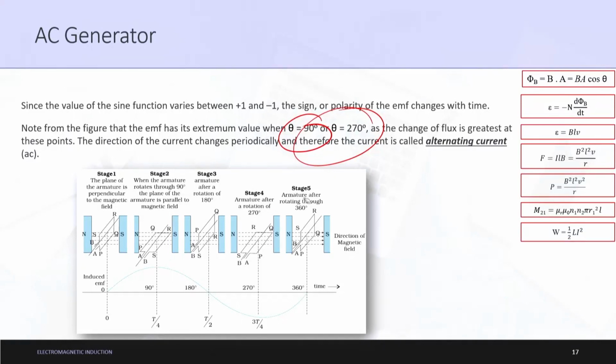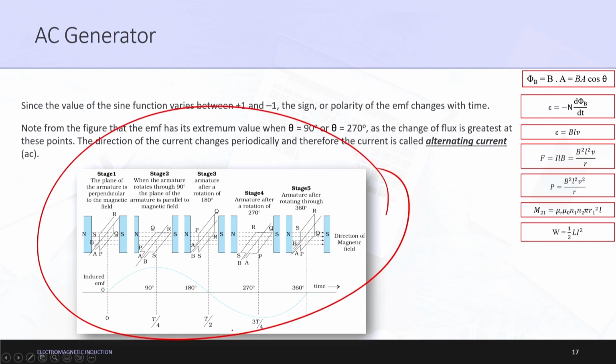So, it can be, but the mod value is always maximum when theta is equal to 90 degree or theta is equal to 270 degree. Already discussed this complete figure here towards the down.